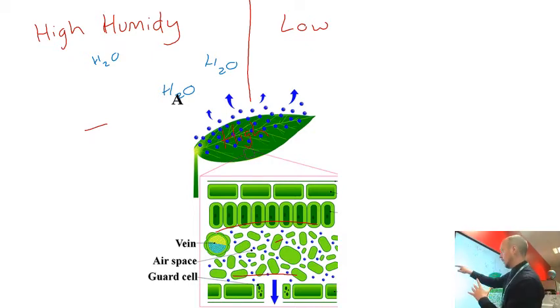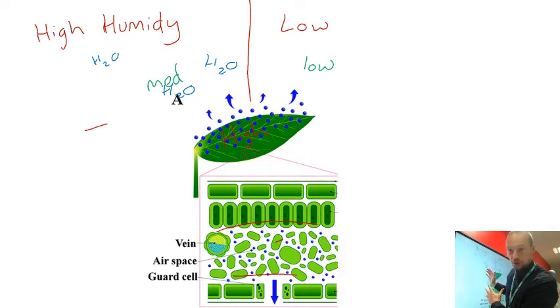So when we're thinking about diffusion, it's high concentration, low concentration. So maybe we can say there's a medium concentration of water in the air when it's humid. We could say there's a low concentration when it's not humid, right? So is water going to evaporate more when it's humid or when it's not humid? It's going to evaporate more when it's not humid because there's a bigger concentration gradient.